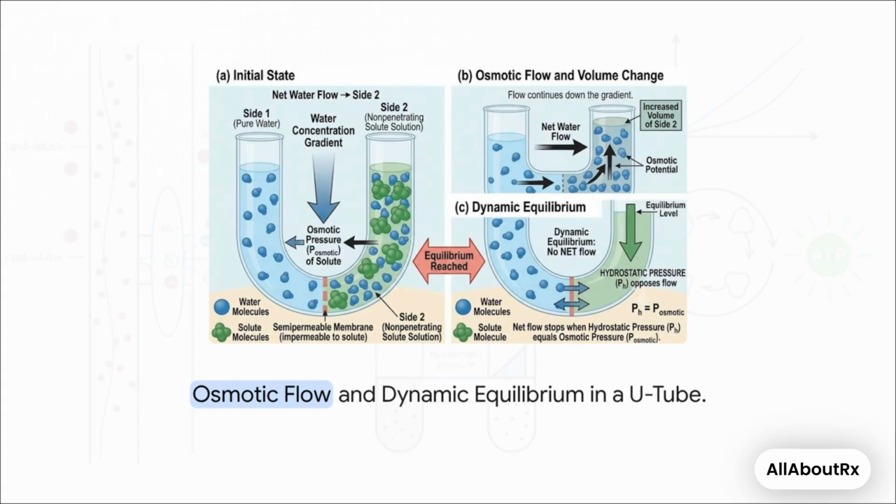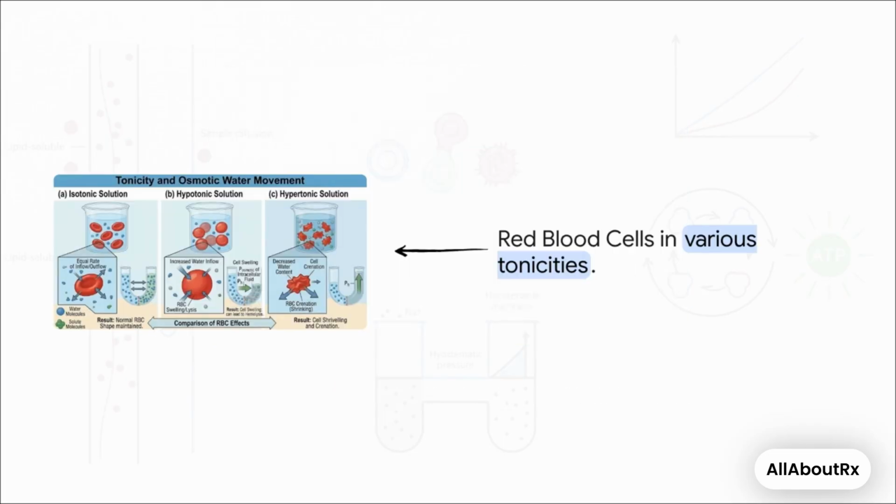This flow only stops when the opposing physical force, the hydrostatic pressure of that taller column of fluid, pushes back hard enough to perfectly equal the osmotic pressure. And that right there is dynamic equilibrium. Let's see how this actually plays out in the human body by looking at the fascinating effects different solutions have on red blood cells.